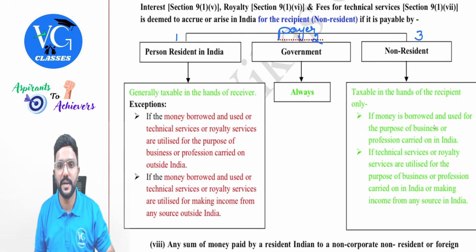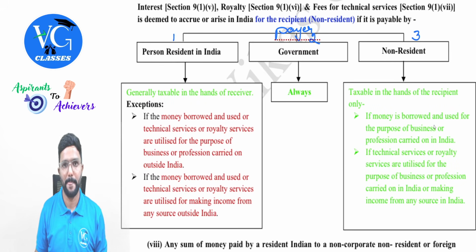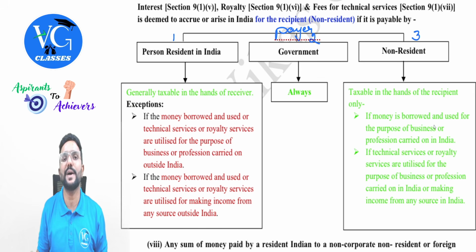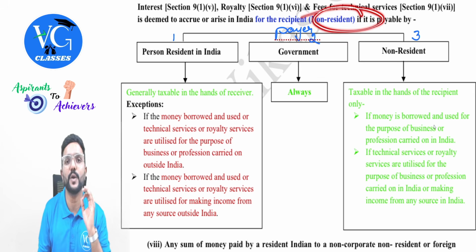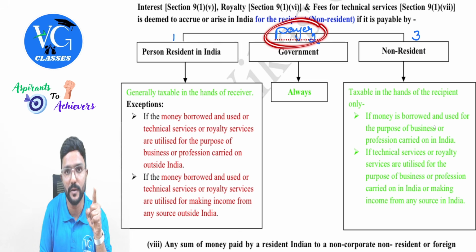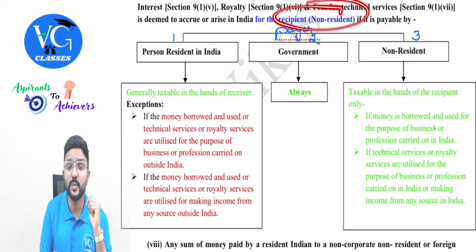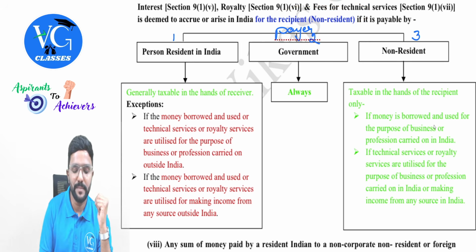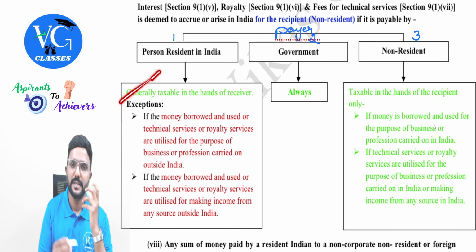If the recipient is a non-resident, then we need to check who is the payer. If the payer is a resident in India, then normally it is income deemed to accrue or arise in India. But in the following two cases, it is not an income deemed to accrue or arise in India and hence not taxable for the non-resident. Guys, please be careful. What are the three possibilities I have given here is for the payer, not for the payee. Who is the payee? Who is the recipient? Non-resident. Yes, sir. Okay. Now, if the payer is a person resident in India, normally it is taxable in the hands of the recipient, receiver. But in the following two cases, it won't be taxable.